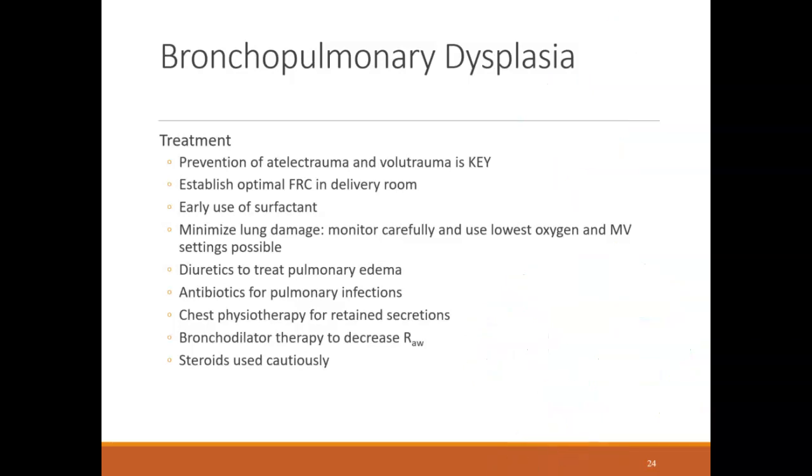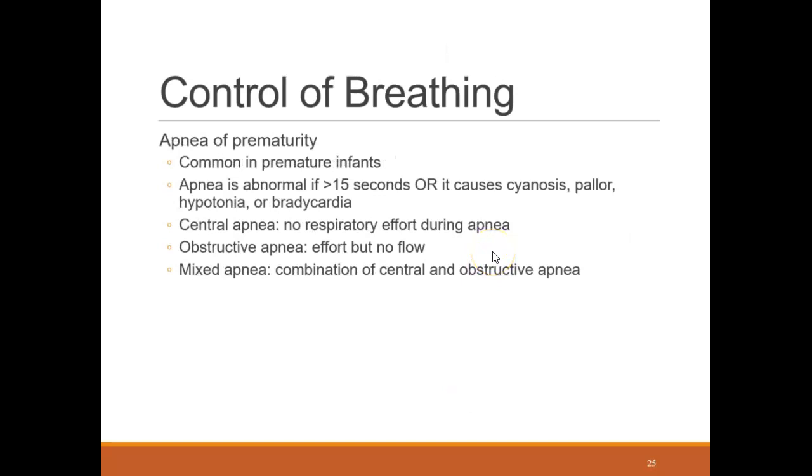Let's look at this. All right. I'm going to maybe do control of breathing. Yeah, I'll do control of breathing and then I'll stop this lecture.